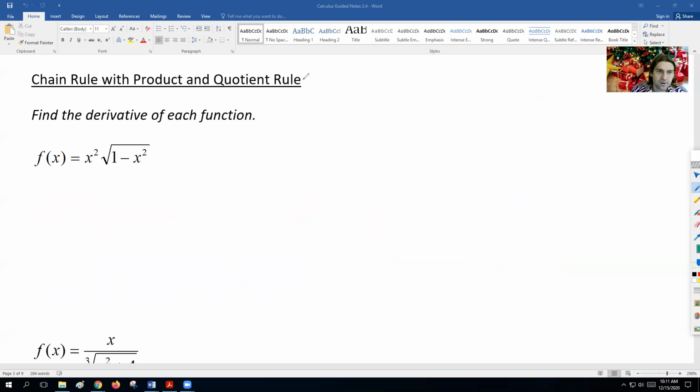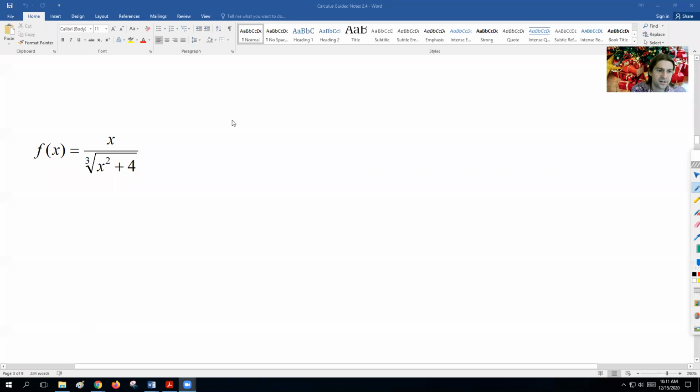All right, next problem here. x divided by the cube root of x squared plus 2. So if you look at this problem, very similar to the last one. We might want to change this to x over (x squared plus 4) to the 1/3 power. So we could do low d high minus high d low.